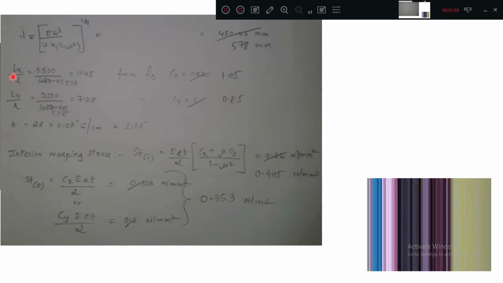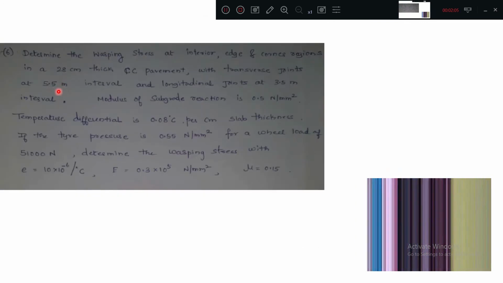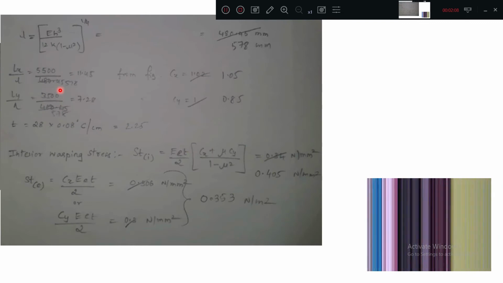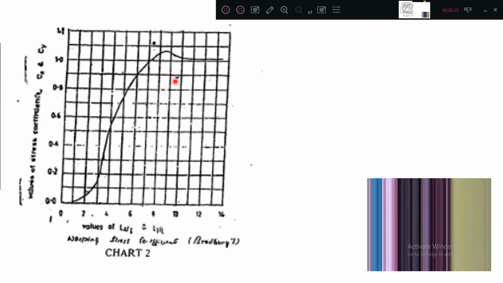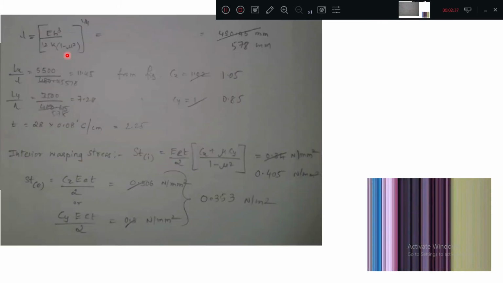Now Lx by L: Lx is 5500, here it is 5.5 meter. I have written it in mm because I am doing everything in mm. So it is in mm divided by L, which is 578. I am getting 11.45. So for this 11.45, what is the Cx? I think it is 1.01, 1.02. So I am getting 1.05.